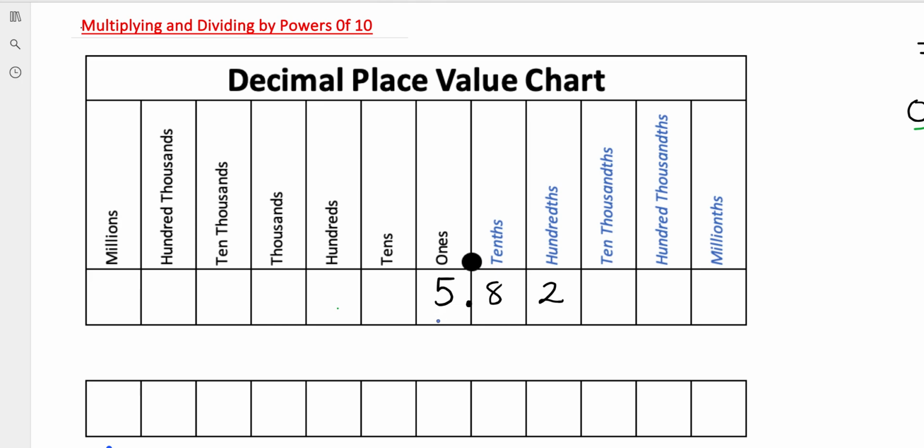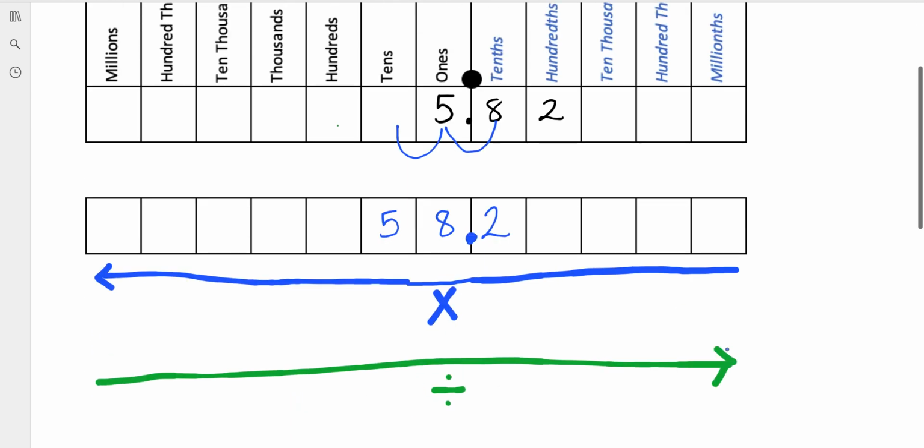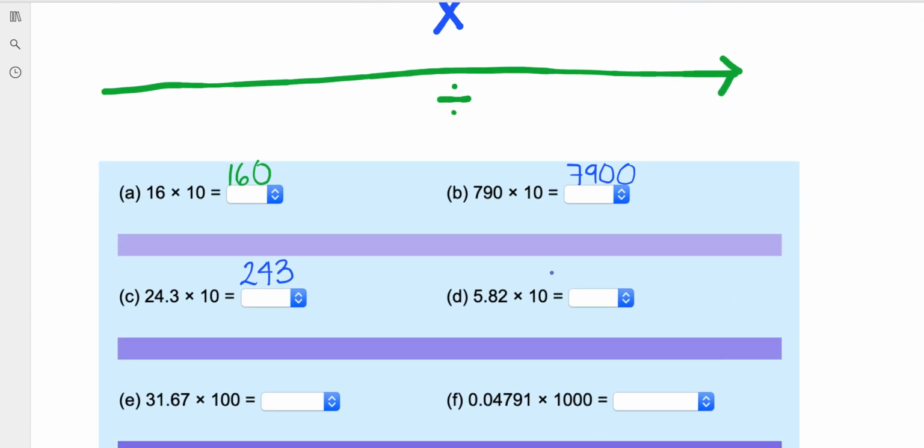So to the left, once. I move this one once, 5. I move this one once, 8. I move this one once, 2. My decimal point remains in the same place. I haven't moved. It's aligned all the time. So my answer is 58 and 2/10. Next one.